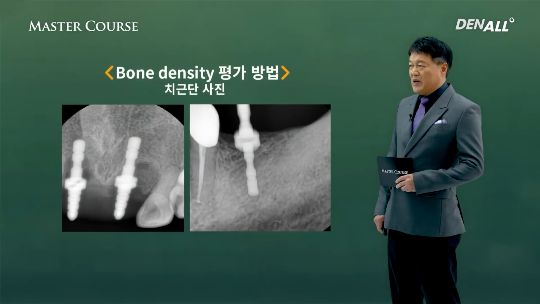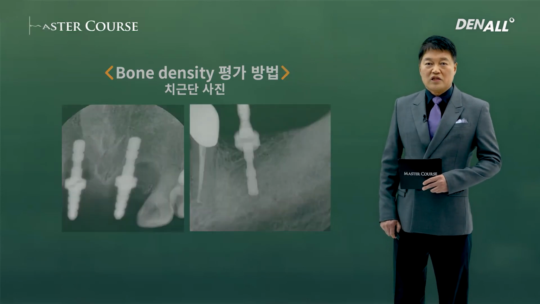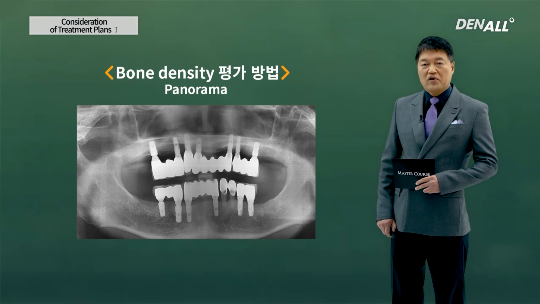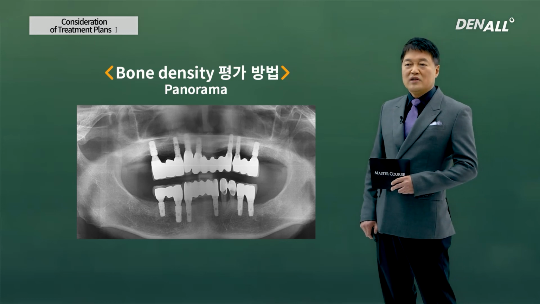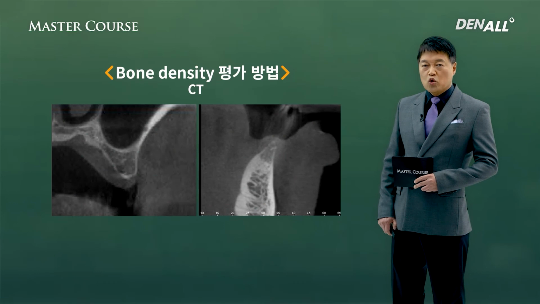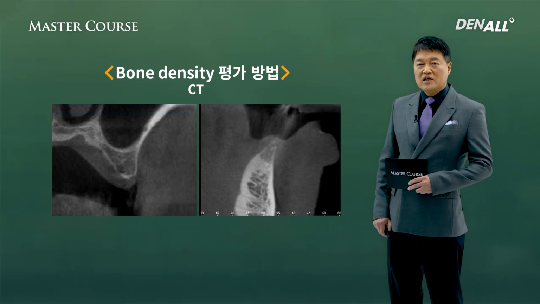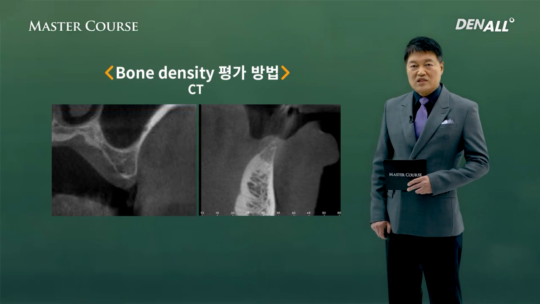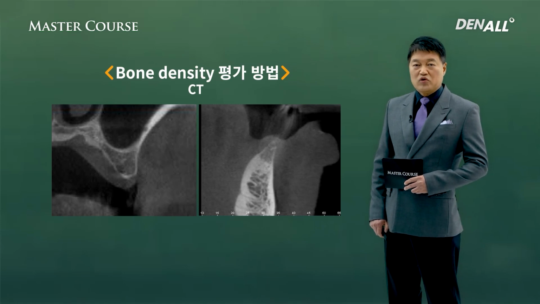Best way to assess bone density. You can do this using apical image, and you can also do this on panoramic image. You can compare with adjacent bone on the panoramic image. The most accurate is to evaluate using CT. You can accurately see the amount of cortical bone and cancellous bone, and using tricolor pattern, you'll be able to assess whether this is a hard bone, normal, or soft bone.